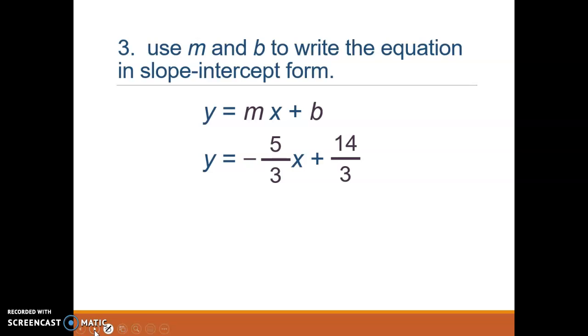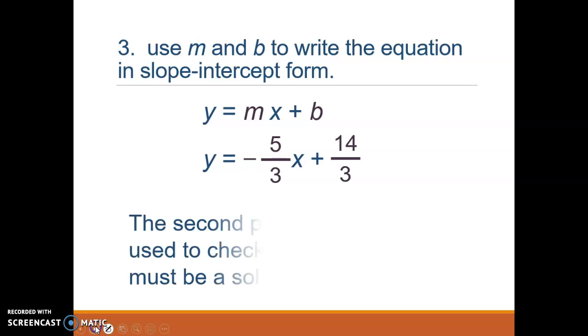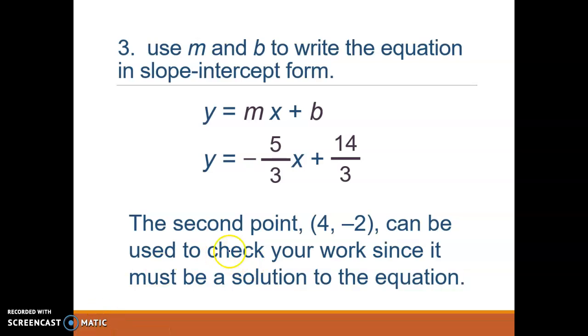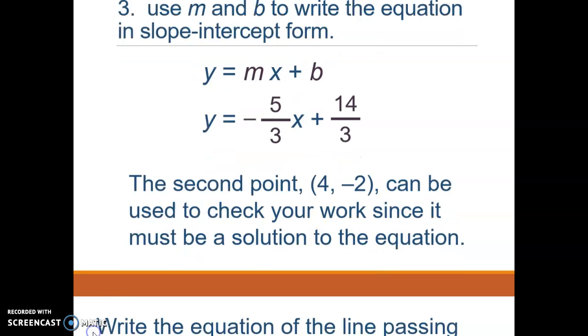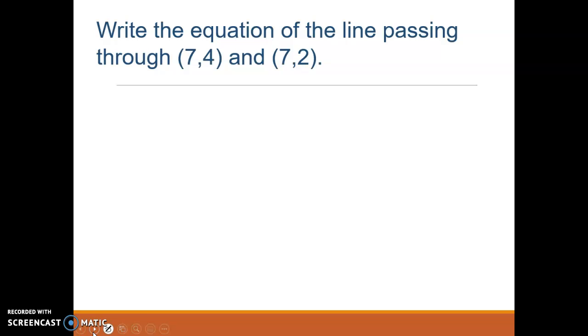That is slope-intercept form. If we wanted to put it into standard form, we would want our y and x on the same side. With our constant on the right, we would want no fractions, and we would want a positive x term. The second point that we had can be used to check your work, since it must be a solution to the equation. So we could plug in 4 and negative 2 back into the equation and see if in fact that does equal what it says it's supposed to equal.